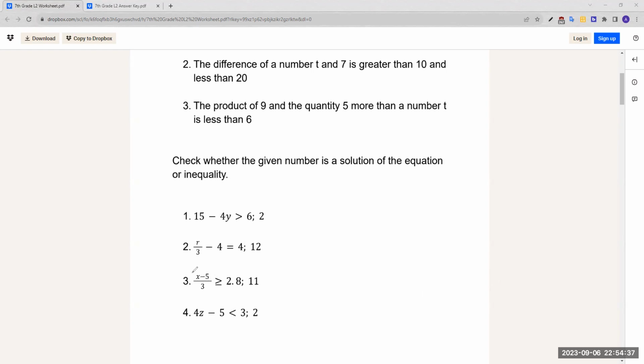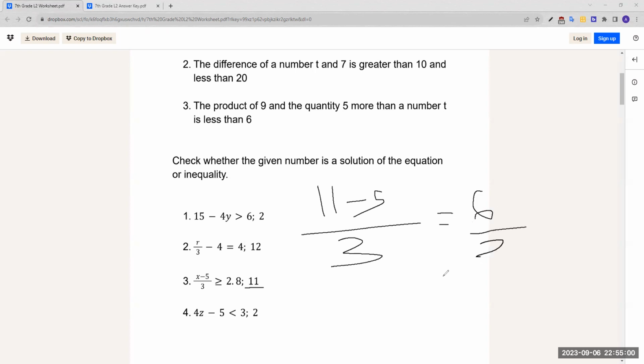Number 3, x minus 5 over 3 is greater than or equal to 2.8, and the number we're given is 11. So let's substitute 11 for x. Do 11 minus 5 over 3. 11 minus 5 is 6, and 6 over 3 is the same as 6 divided by 3, which is 2. This is not true because 2.8 is greater than 2. So this would not be a solution.